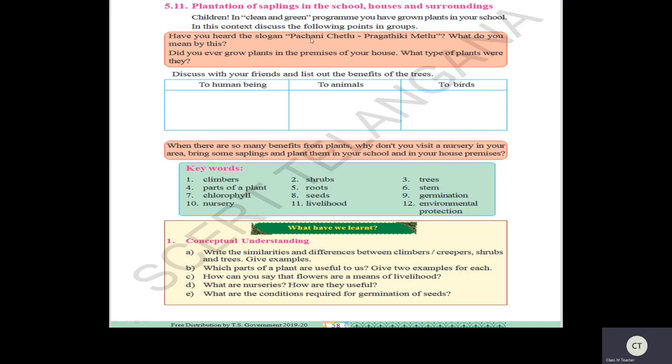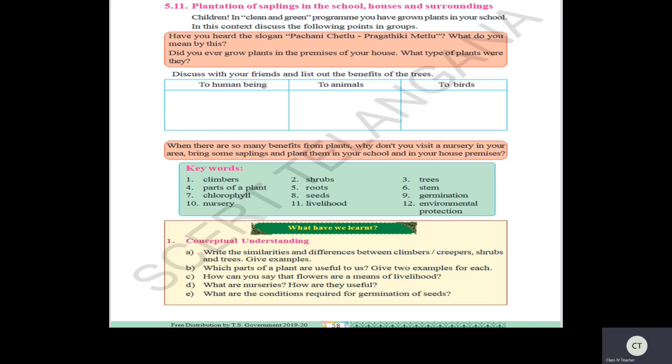Here is one slogan. పచ్చని చెట్లు ప్రగతికి మెట్లు. This is one of the slogans. Why are they giving this slogan, children? Because if there are plants, then only we can see some progress, some victory. Why? Because it gives us good health. We get different kinds of benefits from the plants. So we can save our earth from pollution, from floods, and from different kinds of disasters happening now, right children?